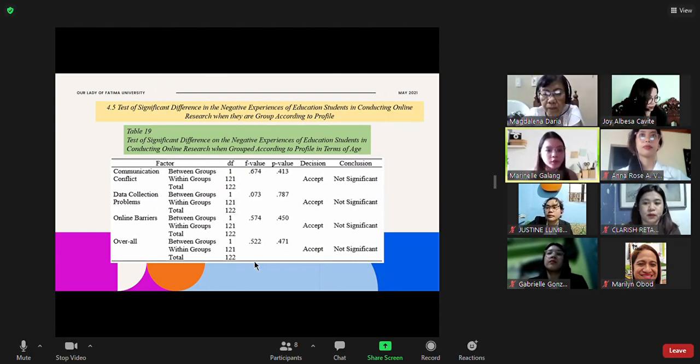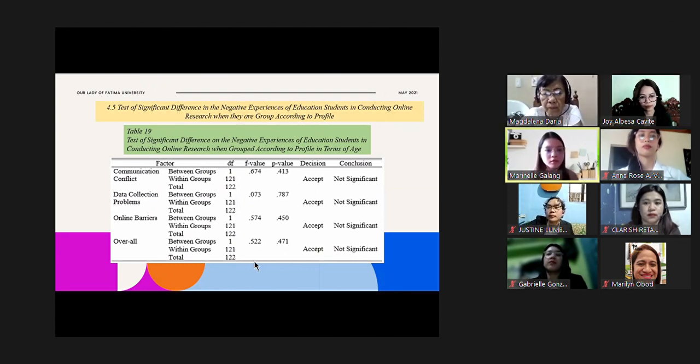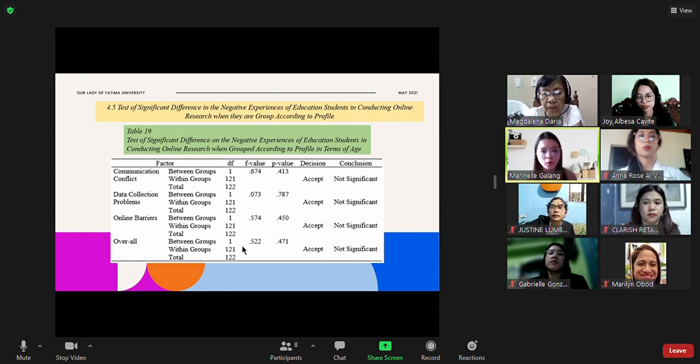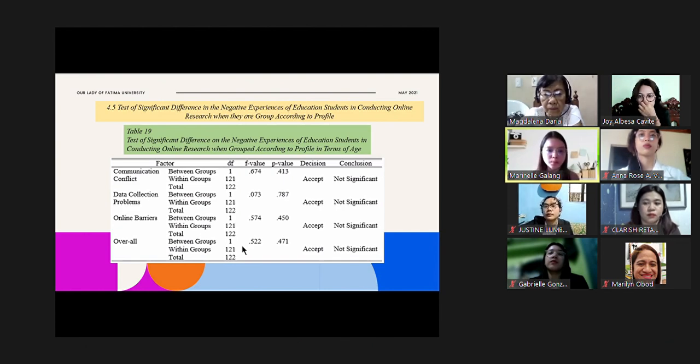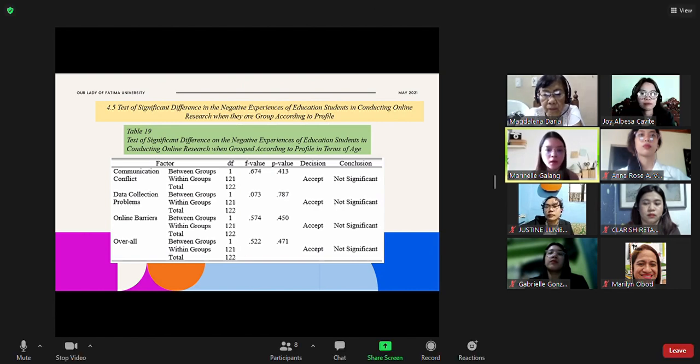For our table 19, the test of significant difference on the negative experiences of education students when they are grouped according to their profile in terms of their age. The highest p-value is 0.787, the data collection problem, and the lowest is 0.13, the communication conflicts. And therefore, the overall results are accepted and there is no significant difference on the negative experiences in terms of their age.